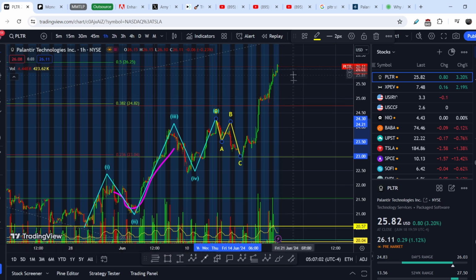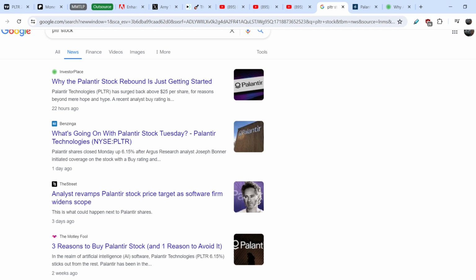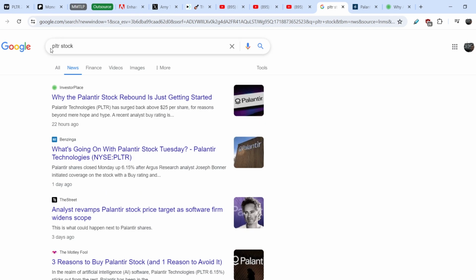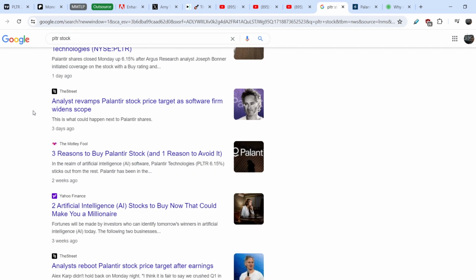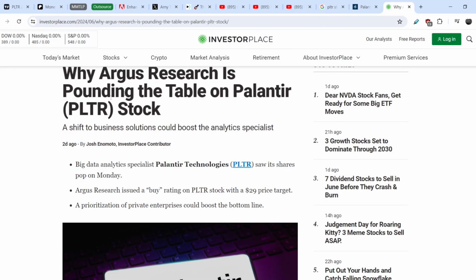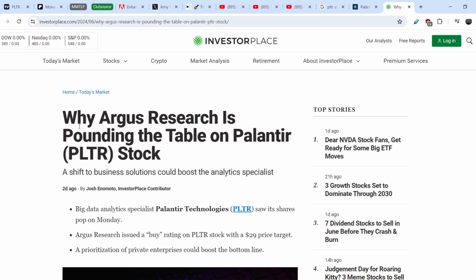But for now, let's take a look at the general sentiment in regards to Palantir. If you type in the Google search bar Palantir stock and switch to the news tab, you will find a lot of recent news that is extremely bullish. First of all, let me show you this one. On Investor Place, you can see this article that was published 2 days ago, and it says, "Why Argus Research is pounding the table on Palantir stock."